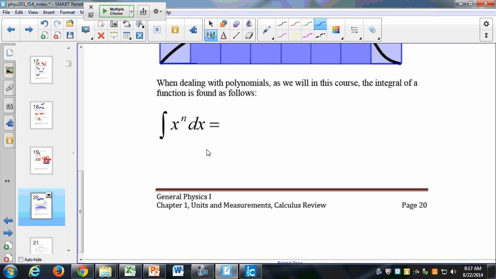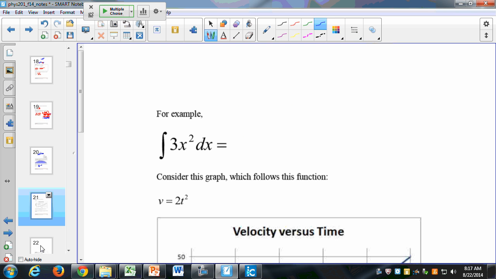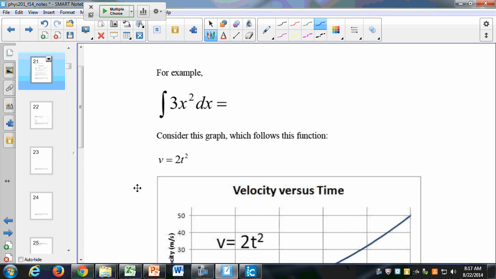We'll be doing indefinite integrals rather. When I want to take the integral of a function, it's going to be 1 over n plus 1 times x to the n plus 1. Okay, so for example, if I have the integral of 3x squared, it's going to be 3 times 1 over n plus 1 times x to the n plus 1, which is just, this will cancel with this, it'll just be x cubed.